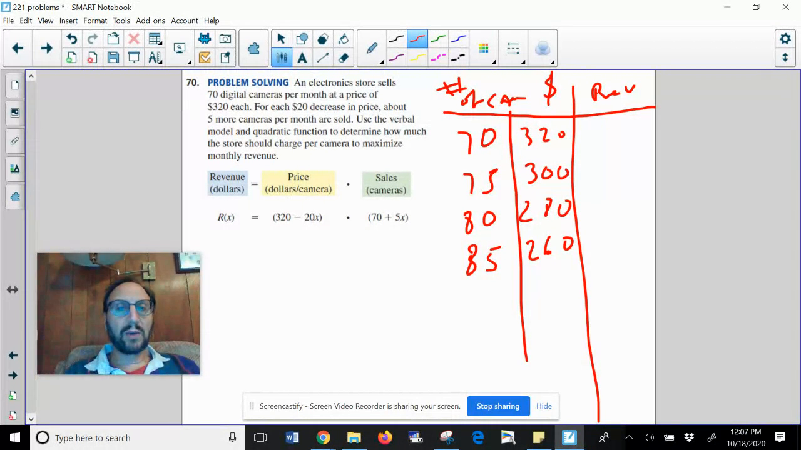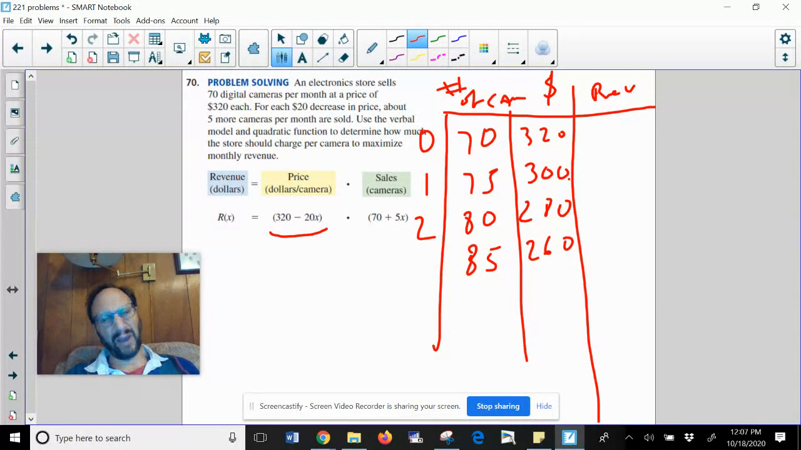Now, when we talk about the price of the camera over here, 320 minus 20x, this is one decrease, so I decreased by $20. This is 2 decreases, so I decreased by $40. This is 3 decreases of 20, so I decreased by $60. I just want you to understand what the x stands for: how many decreases there are.